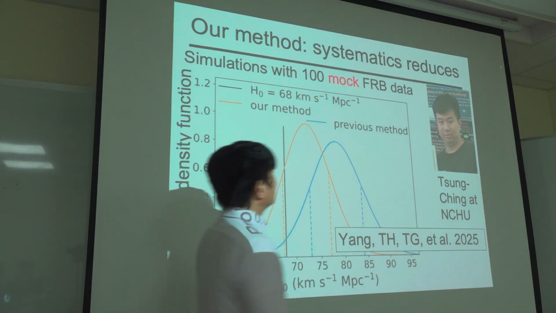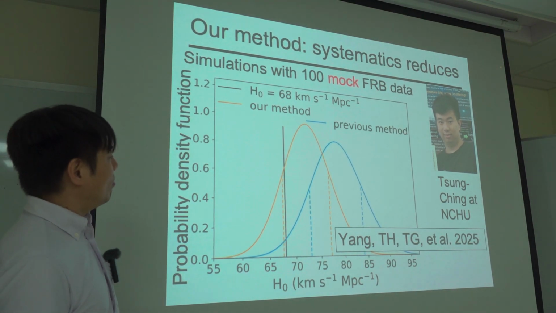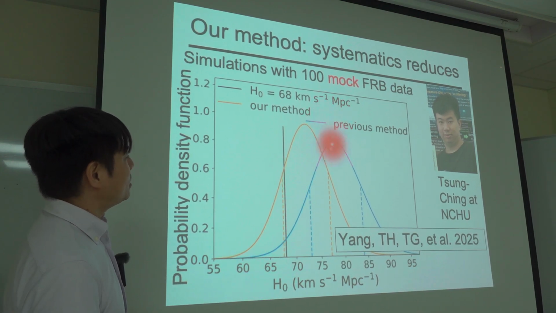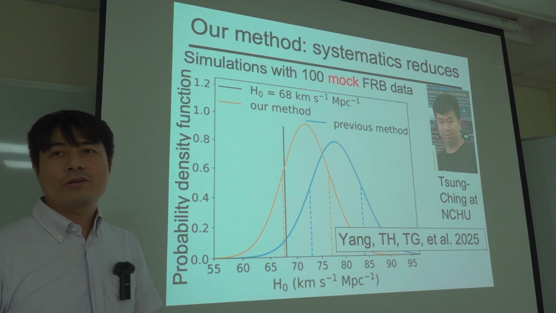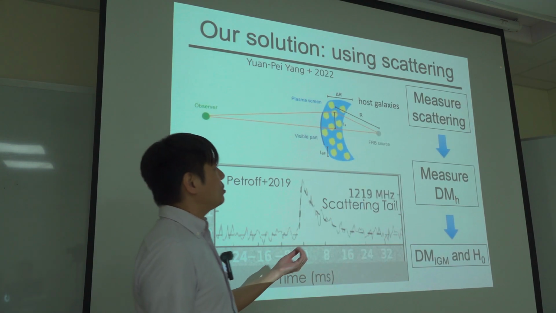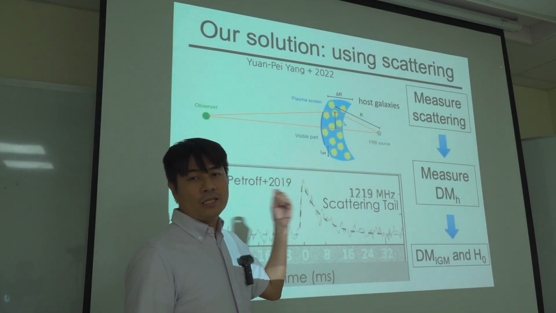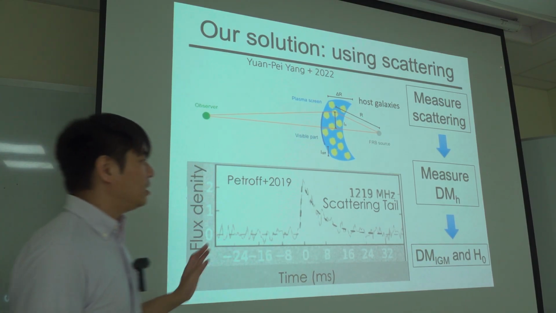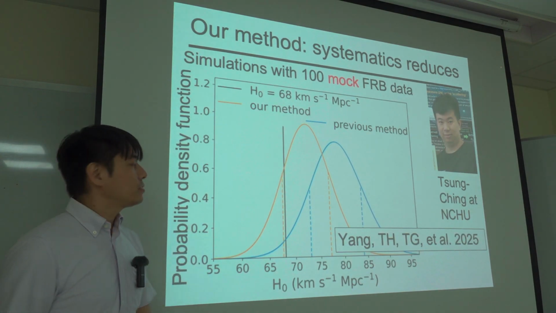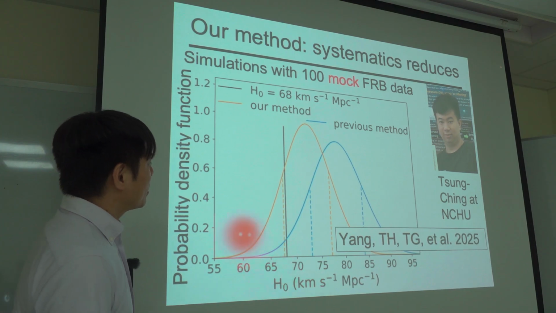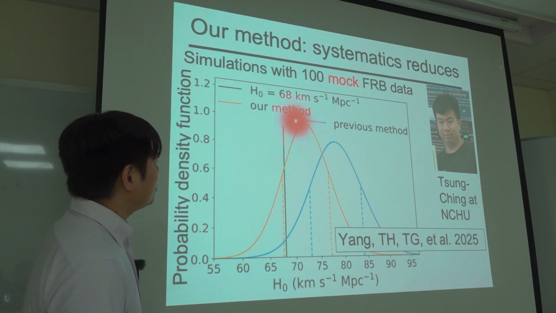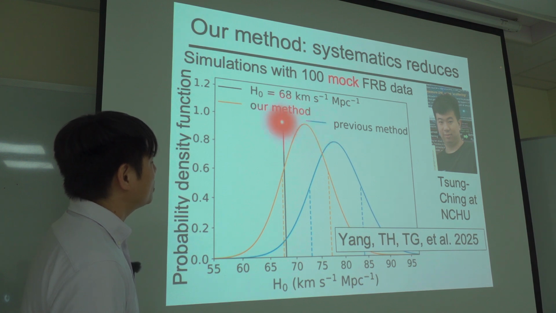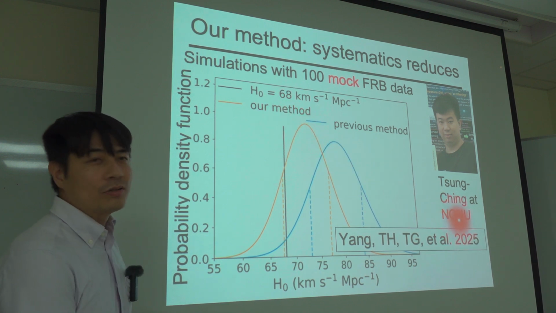Compared to that, if we look at orange, this is using Zhongqin's method. His method means he used scattering. He measures scattering, then uses it to measure DM host and subtracts it, so he doesn't need to assume the DM host. Then you may think this is a little away from the true answer, but first of all, this is closer than previous methods. Okay, that's a good thing.